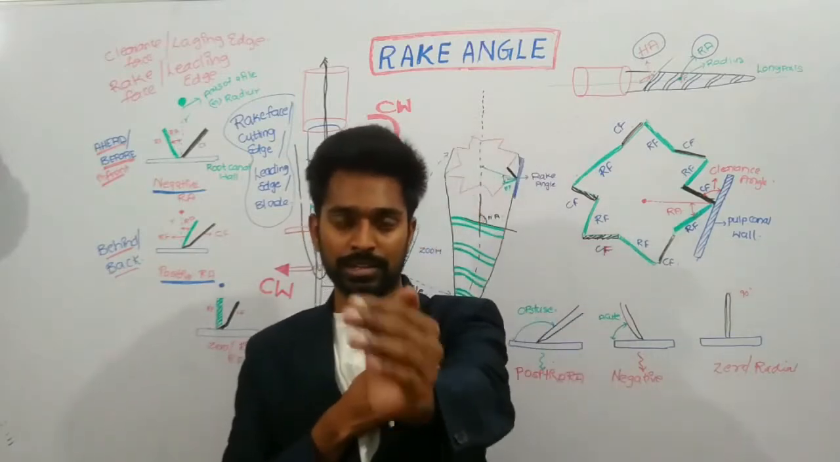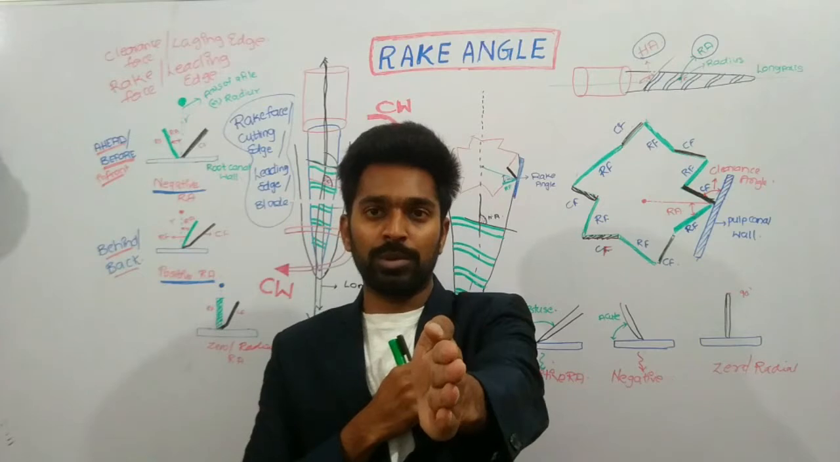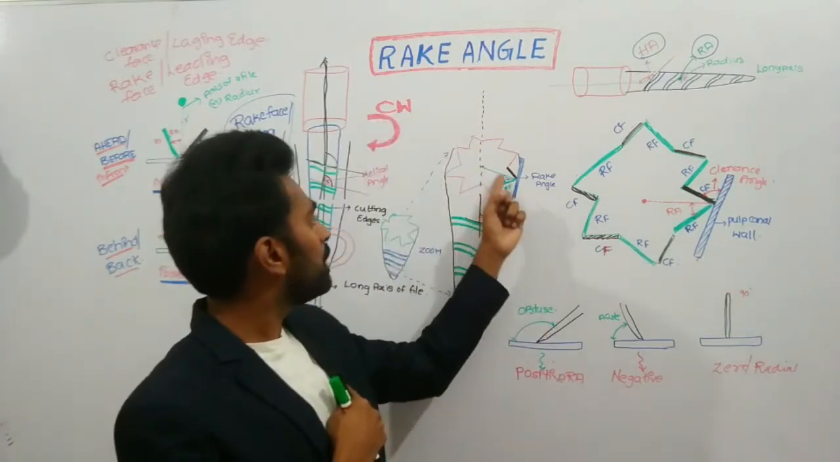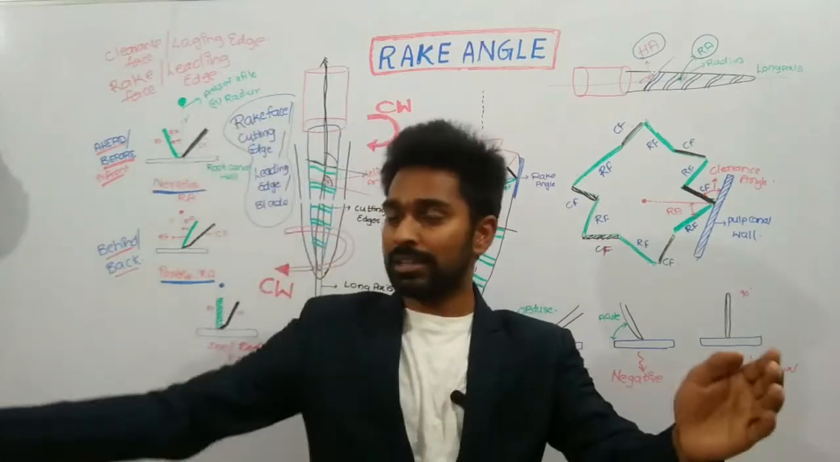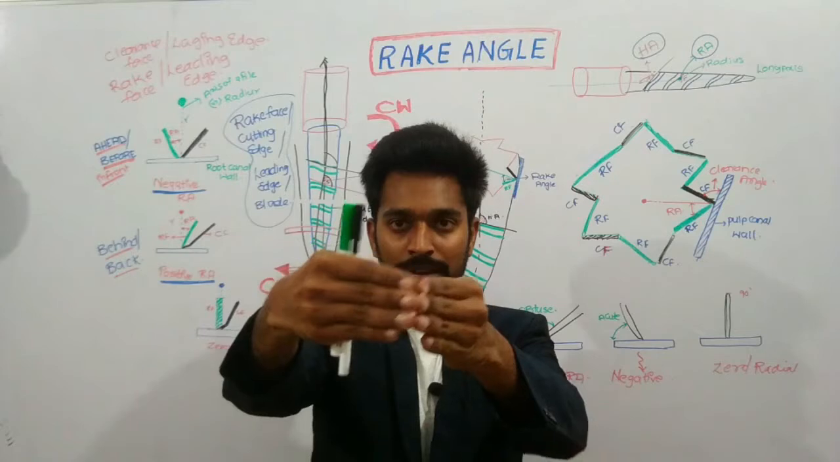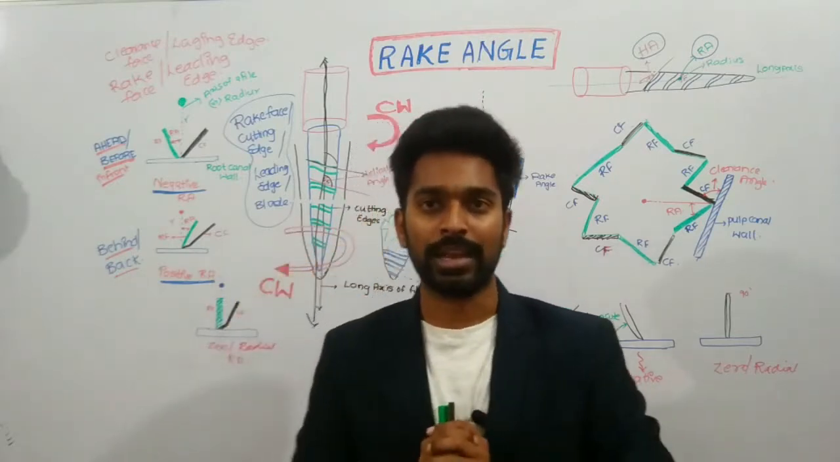And this is the radius. Half of the diameter is nothing but radius. The angle is formed between the radius of the file and the cutting edge. This is my cutting edge. The angle formed between the radius of the file and the cutting edge is called the rake angle.